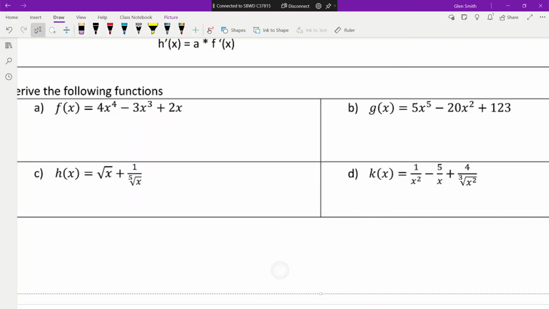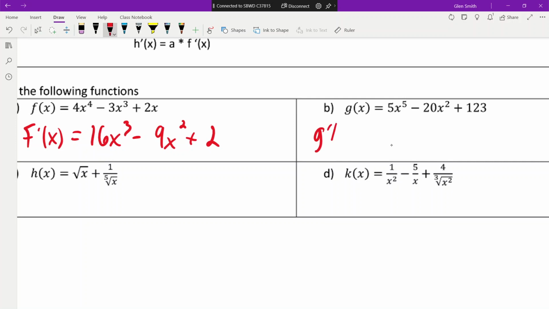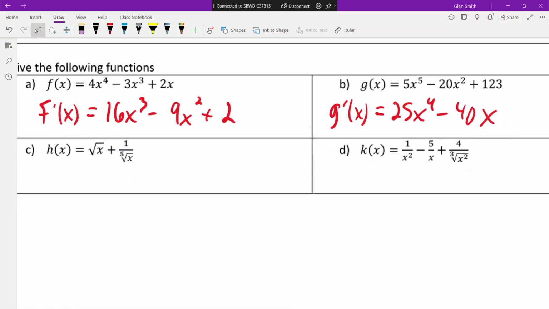Right, we're back. Here we go. I'm assuming you're all experts at deriving at this point. So you got 16x cubed minus 9x squared plus 2. Feeling good about that? Good. We got g prime of x is 25x to the 4th minus 40x. Feeling okay with that one? Yeah, super easy, right? You're like, why didn't you show us this from the beginning? I could have, but I wanted to practice algebra skills, kids. Boo, algebra.